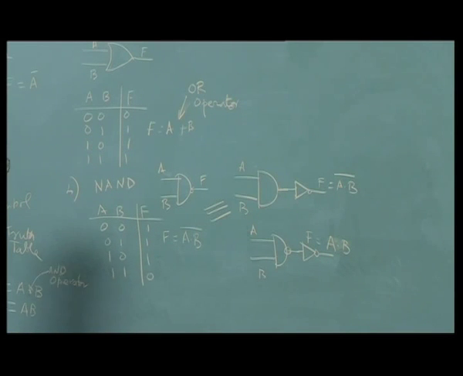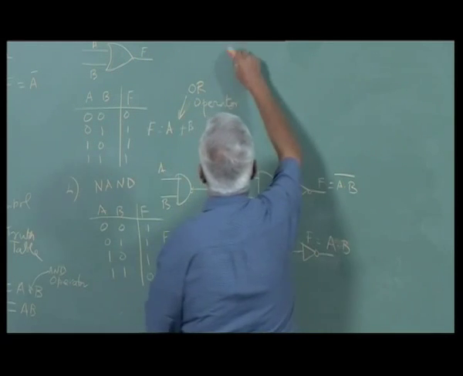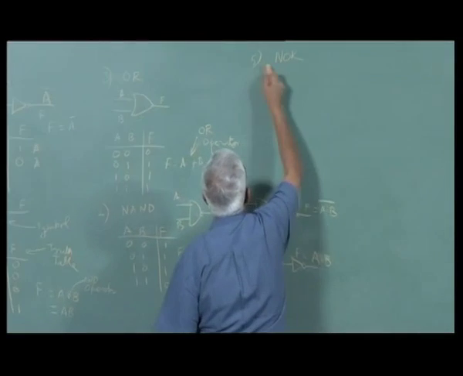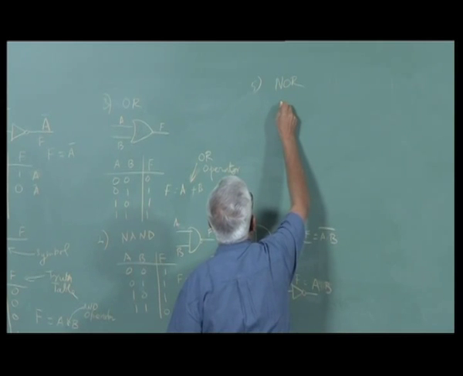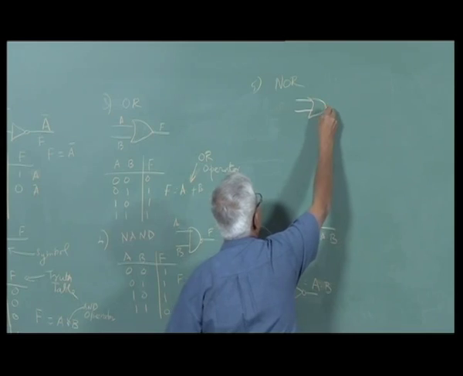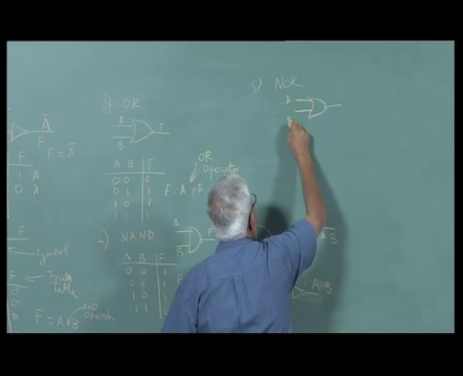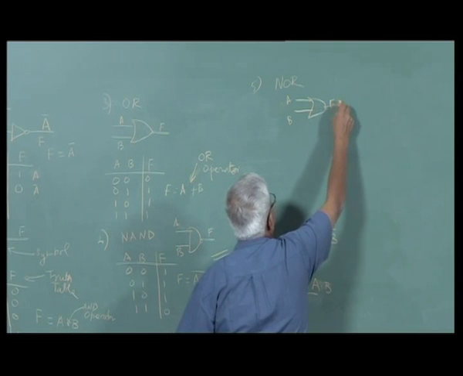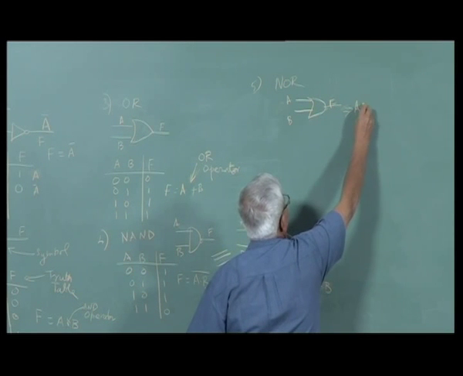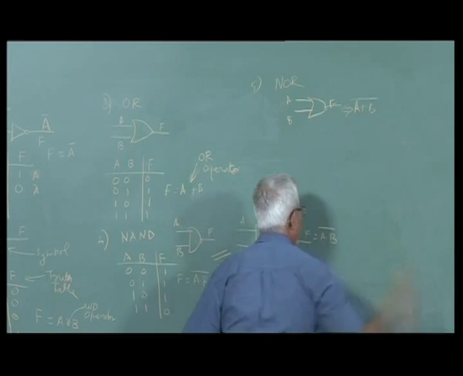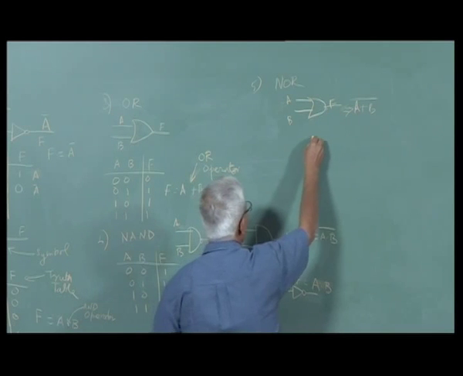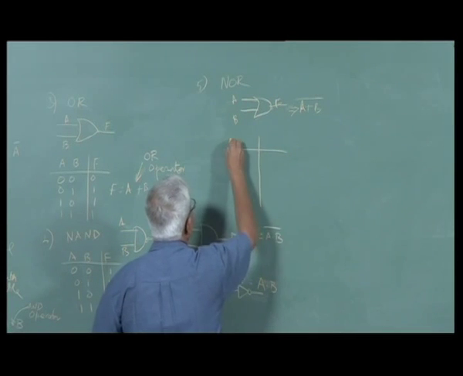Then there is a NOR and OR. Already talked about OR. NOR is AB, the NOR symbol is OR with a bubble. A, B, F. F is A or B, bar. A or B bar, which means I will get exactly the opposite, the complement of the OR gate.